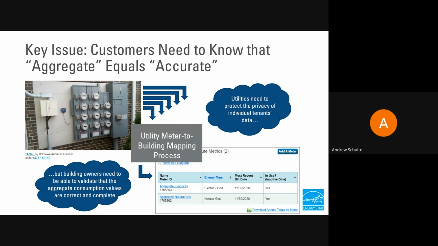You can see this diagram or picture that I've set up. Basically, there's a process of identifying the individual or constituent meters or accounts or service points that are associated with a given property, rolling them all up into an aggregate total, and then providing that total to the building owner so that they can get into Portfolio Manager.